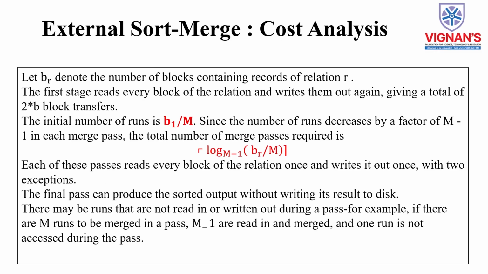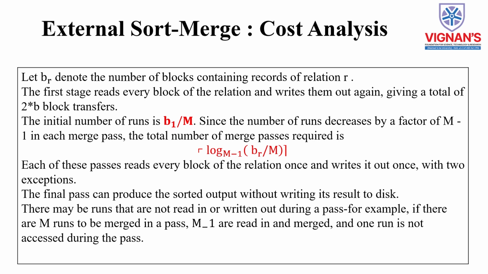Let B represent the number of blocks that contain records of relation R. In the first stage, we read every block of the relation and then write it out again. So the total cost here is 2 times B block transfers. Next, the initial number of runs is B divided by M. Since the number of runs shrinks by a factor of M-1 in every merge pass, the total number of merge passes needed is the ceiling of log base M-1 of B/M.